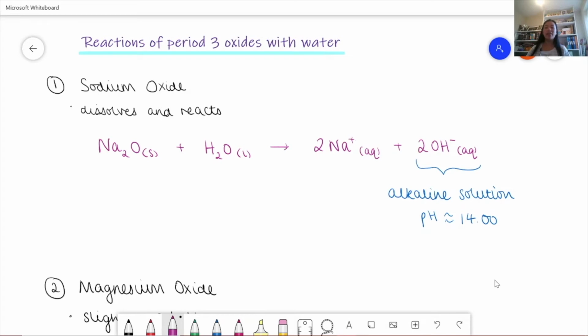So we're now going to look at the reactions of period 3 oxides with water. The first one we're going to look at is sodium oxide, and sodium oxide dissolves and reacts with water to form sodium ions and hydroxide ions. And so it forms a very alkaline solution with a pH of around 14. Now, what you need to know about these reactions is that you need to know the equations, and you also need to know the pHs of the solutions formed.